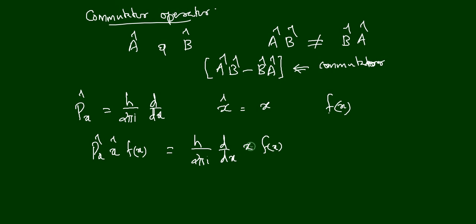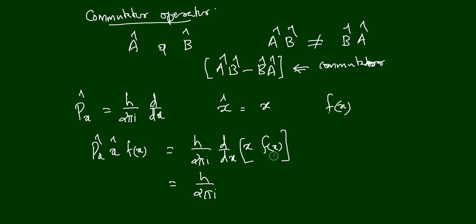So what is the order of operation? The first operator is x, so that will operate on f of x. After that it will be operated on by the second operator, h by 2 pi i d by dx. Here h by 2 pi i is a constant, so we have to operate on the function x f of x with d by dx. So we get h divided by 2 pi i d by dx of x f of x. Again, this is a product of two functions.